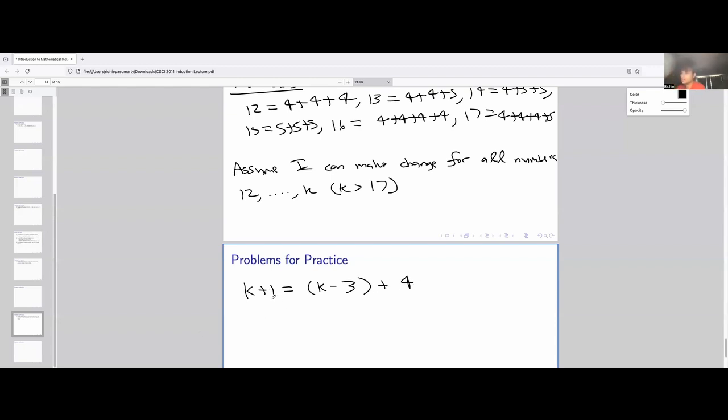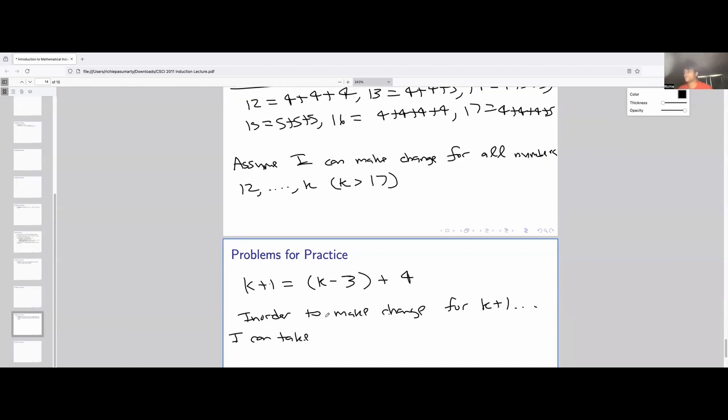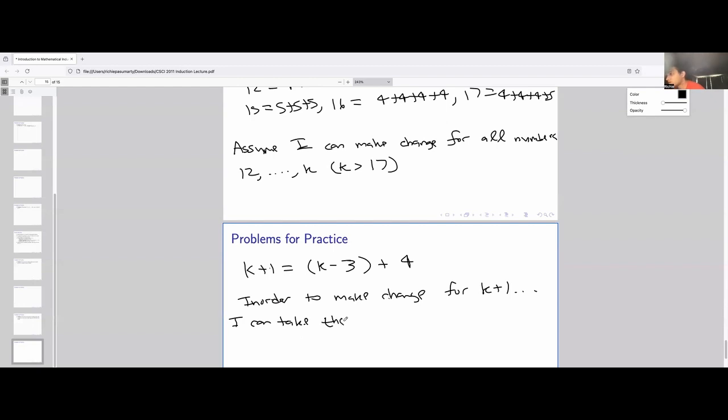Okay, so in order to make the change for k plus 1, I can just take the way to make change for k minus 3, and include an extra 4-cent coin. Okay, so therefore I can make change.